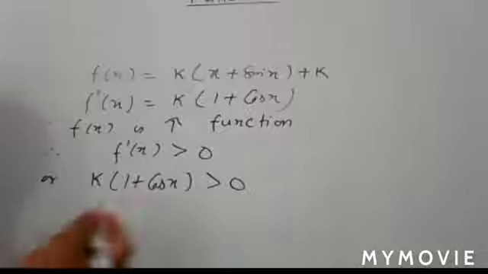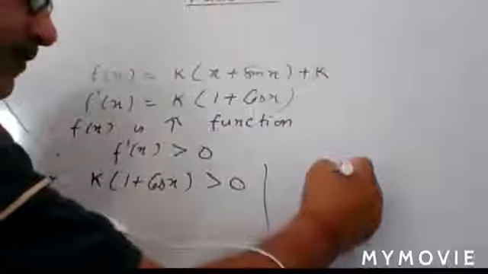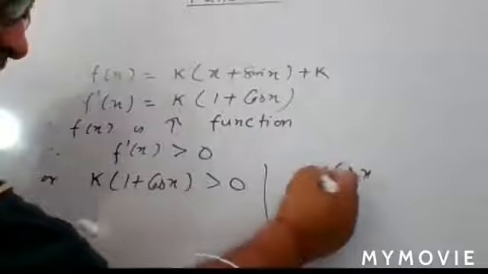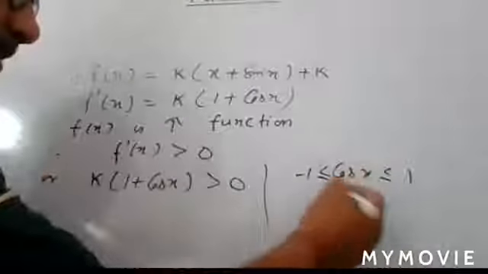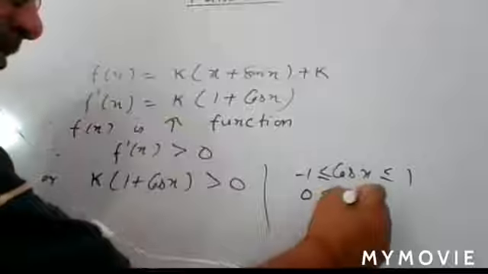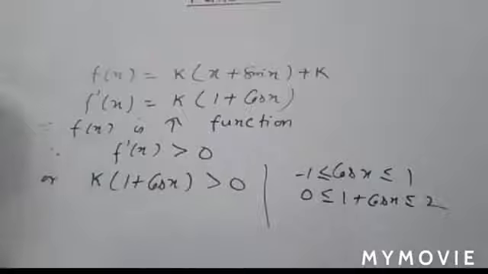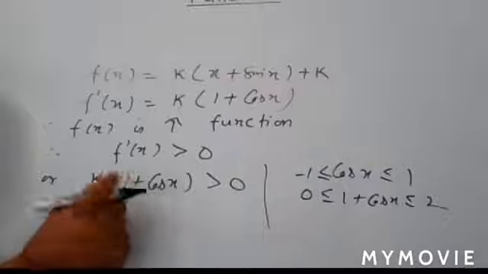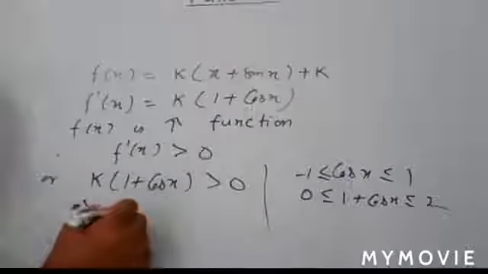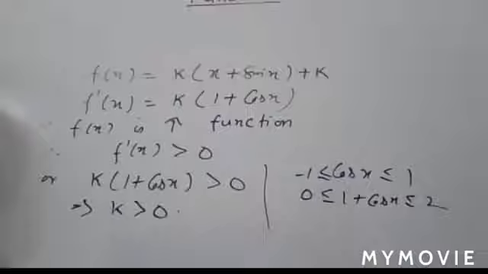So if you think about cos x, you well know that cos x is greater than or equal to -1 and less than or equal to 1. Now adding 1, you have 1 + cos x is less than or equal to 2. In this way you have your result, that 1 + cos x is positive, and k is multiplying it, so this implies k is greater than 0. Here your question is, for what value of k your function is increasing, so this gives k is greater than 0. Note it.